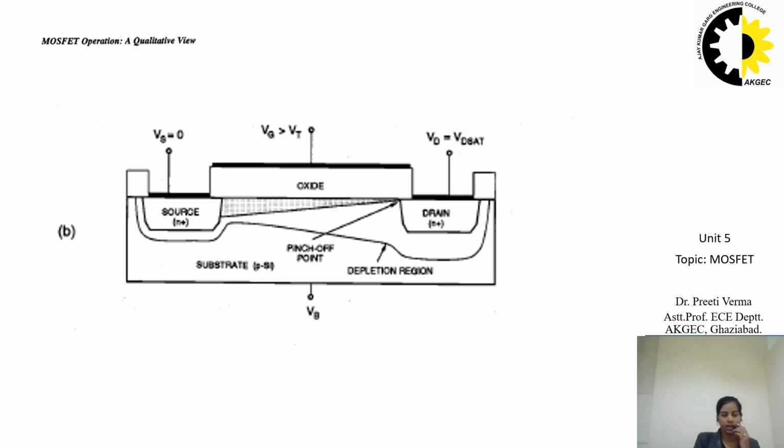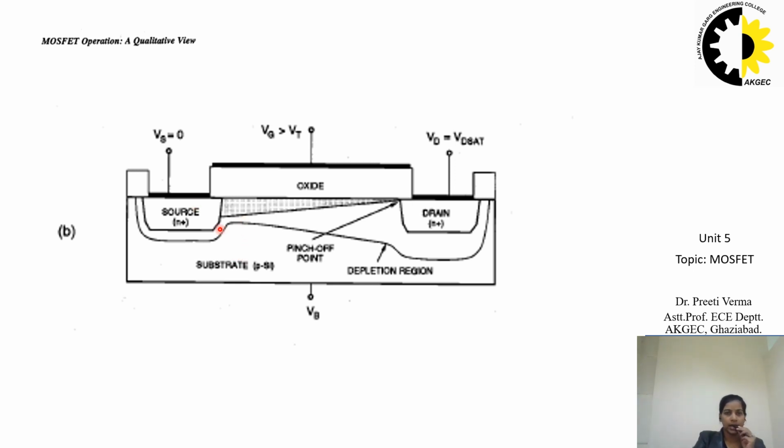So in this structure, the source voltage applied is 0 and a gate voltage that is greater than the threshold voltage is applied, and at the drain terminal we have a voltage that is called the saturation voltage. The saturation voltage is equal to or greater than the overdrive voltage, that is VGS minus VT. So when we apply a drain voltage around the saturation voltage, then the situation of pinch off occurs.